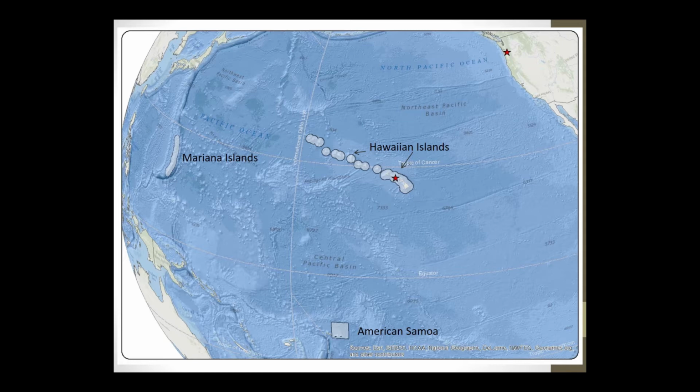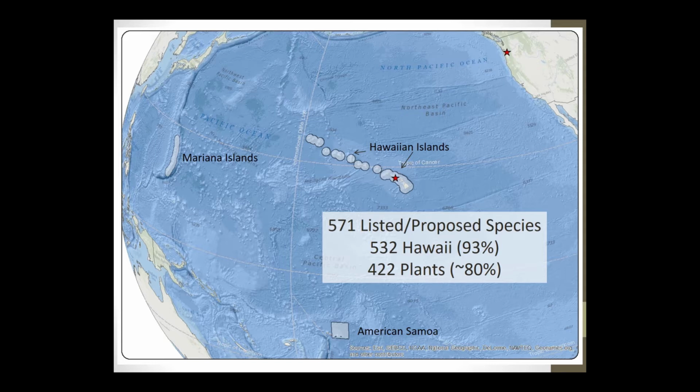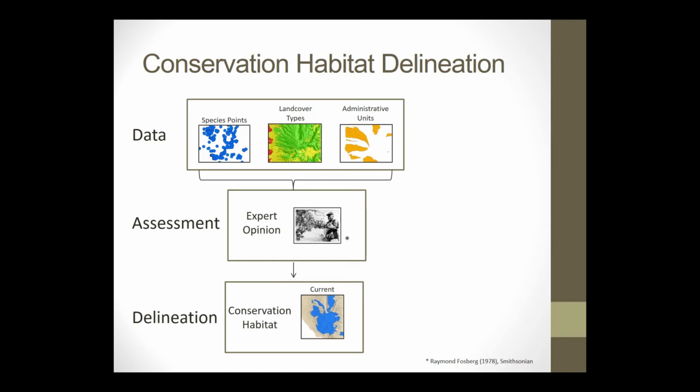And this also includes quite a few listed and proposed species. Currently there's 571. The vast majority of them are in the Hawaiian Islands, and of the species that are in the Hawaiian Islands, the vast majority of them are listed plants. So as you can imagine, with such a broad area and quite a few listed species, it can be very challenging to do conservation planning for these species. And what I'm going to be talking about today is our efforts to identify conservation habitat for these listed species.